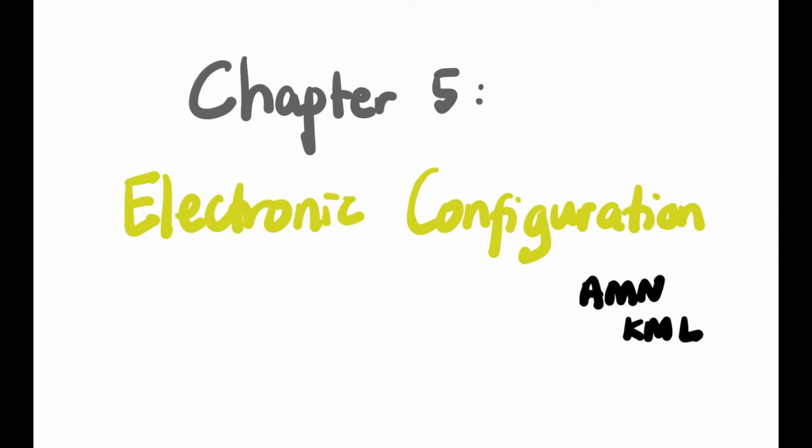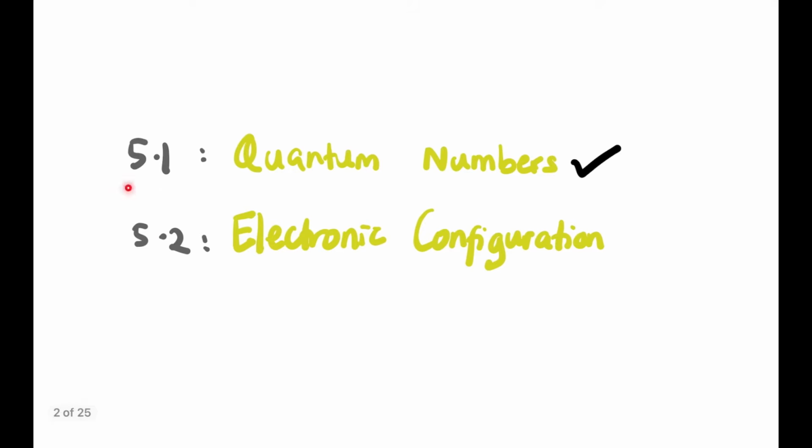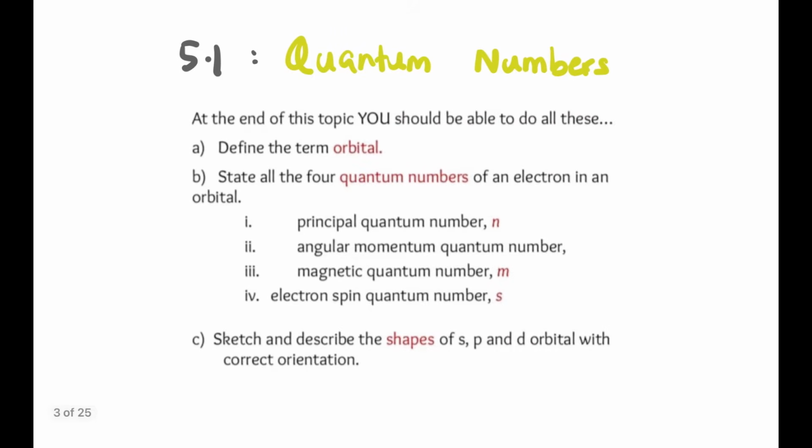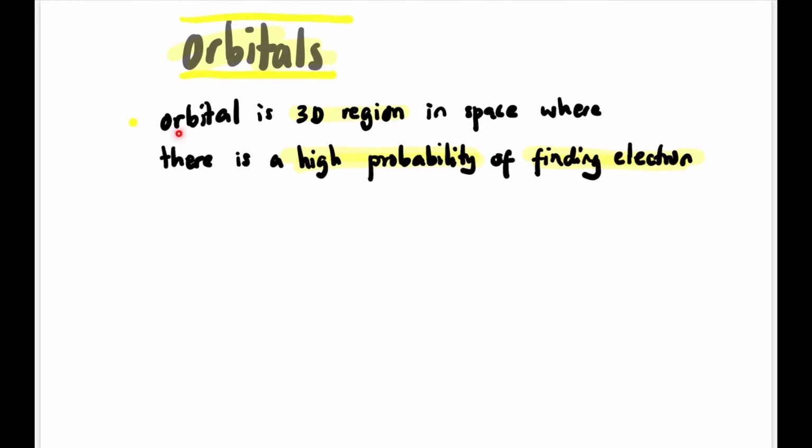Hi guys, today we're going to learn Chapter 5 Electronic Configuration, and this chapter consists of two subtopics, quantum numbers and also electronic configuration. And today we're going to focus on 5.1 quantum numbers. At the end of this lesson, you should be able to define the term orbital, state and describe all the four quantum numbers, and also sketch and describe the shapes of orbitals. So let's start with orbitals.